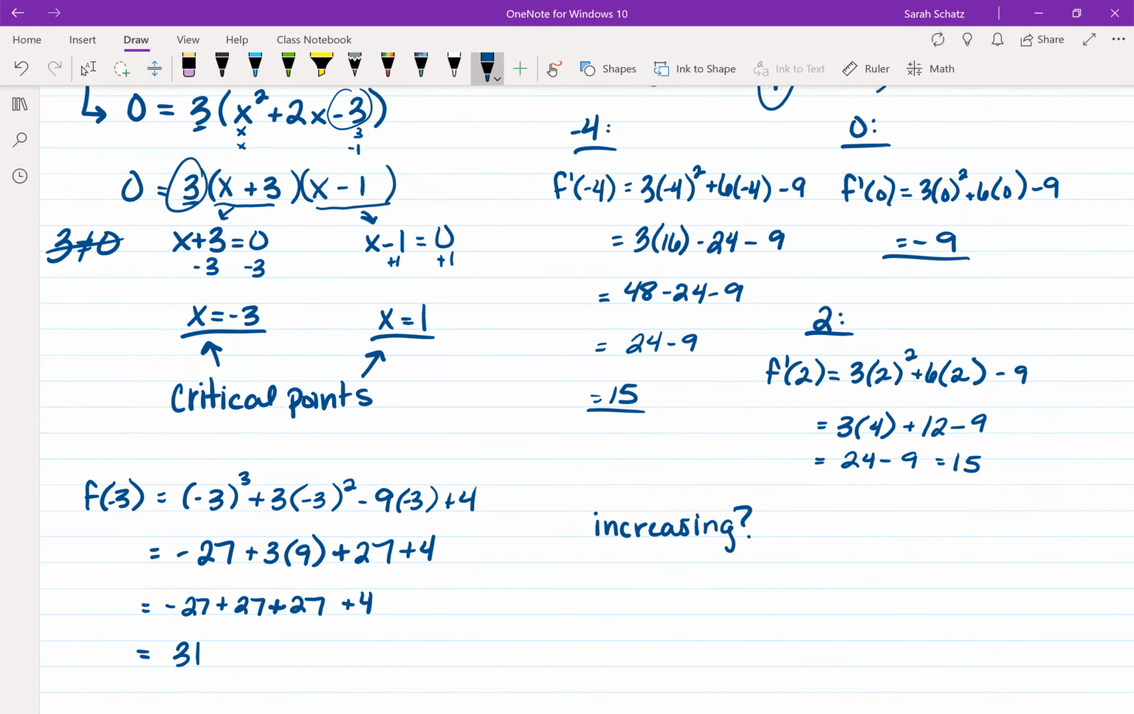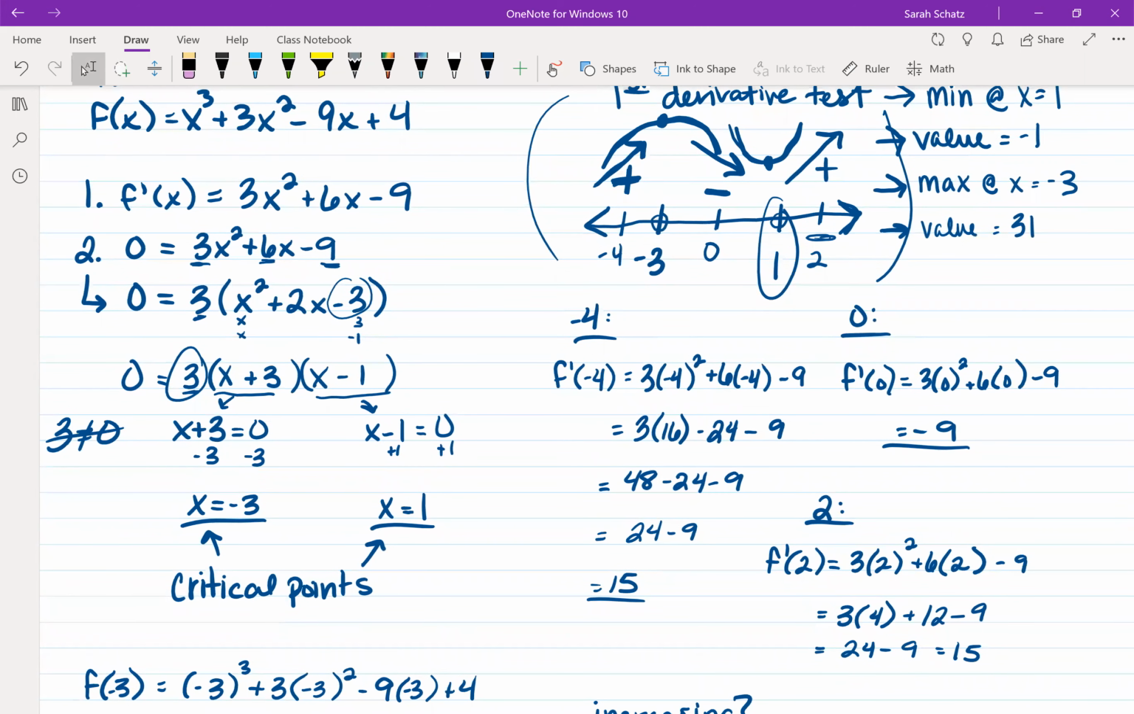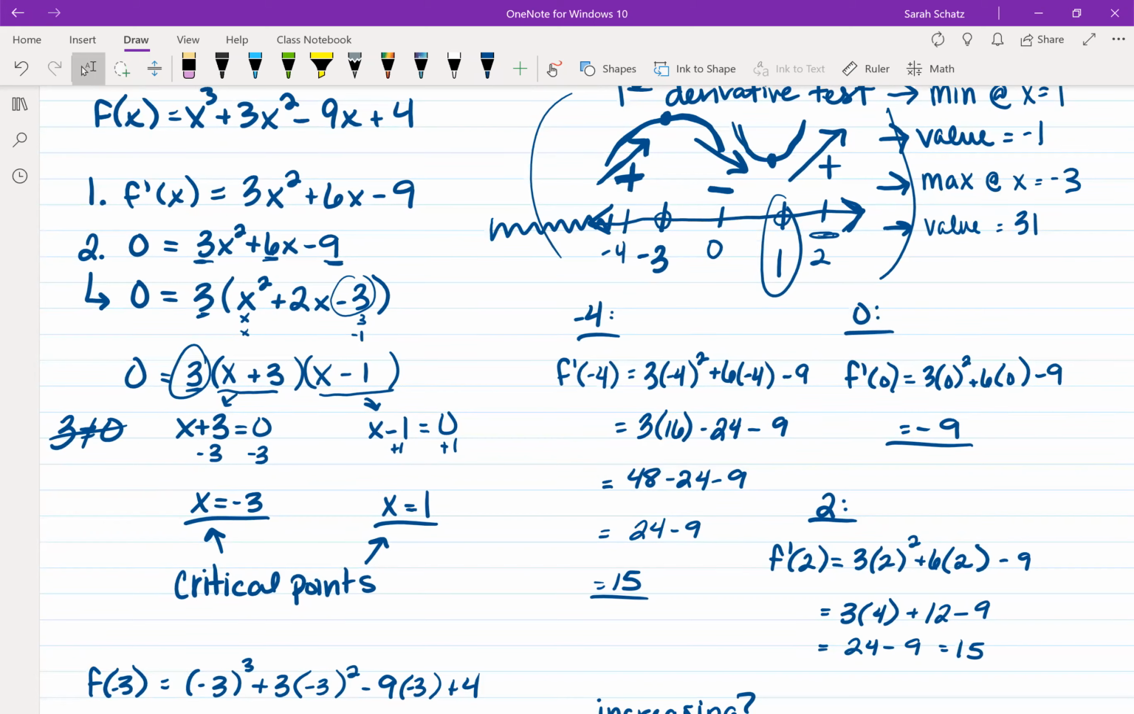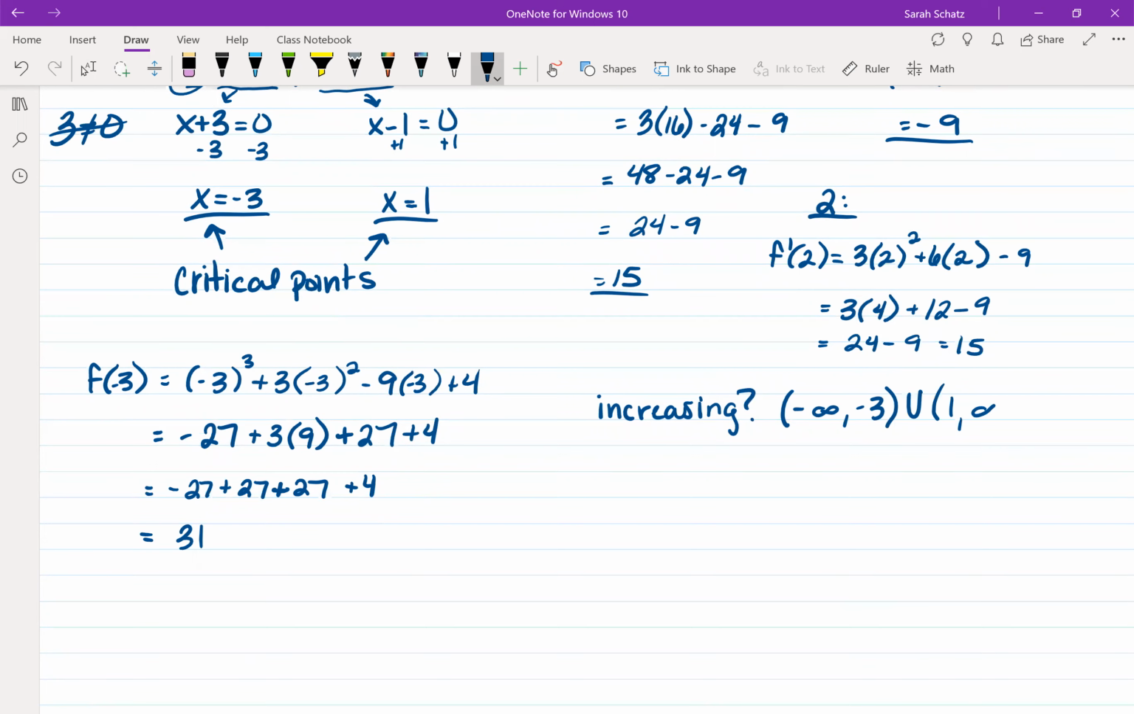Let's start with increasing. So go to your little number line. Look at the intervals that have a plus above them, or the ones where you drew an arrow pointing up. So you guys, it looks like everything from negative infinity up to negative 3 is an increasing interval, but also I have another one from 1 to positive infinity. So this is how I would write my intervals. Everything to the left of negative 3 was increasing, and then also from 1 to positive infinity.